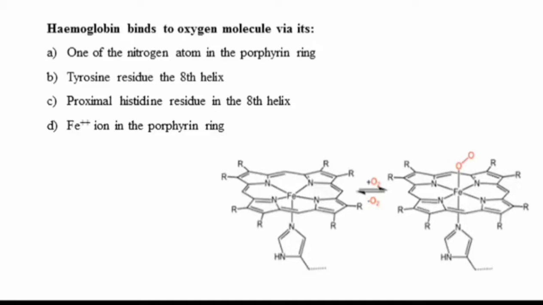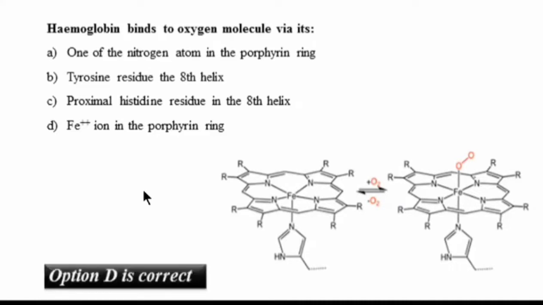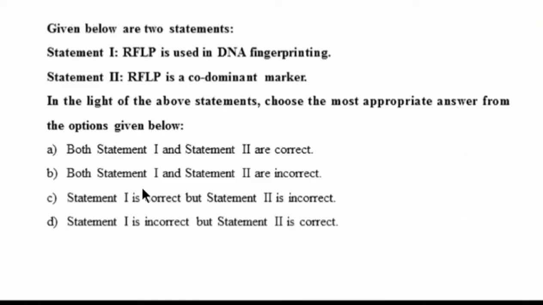Under normal condition, iron is present in the ferrous, which is Fe2+, oxidation state. And the oxygen binds to this particular iron ion, which is present in the porphyrin ring. So the correct answer to this question is option number D, Fe2+ ion in the porphyrin ring.